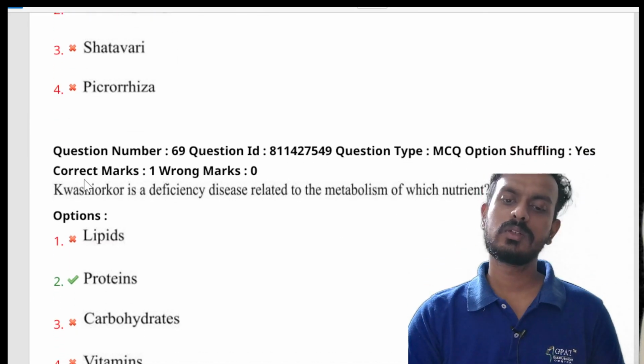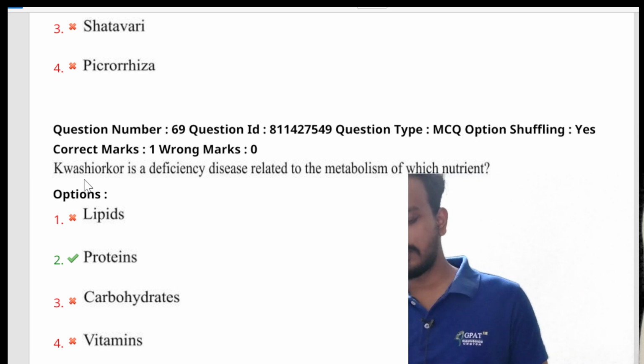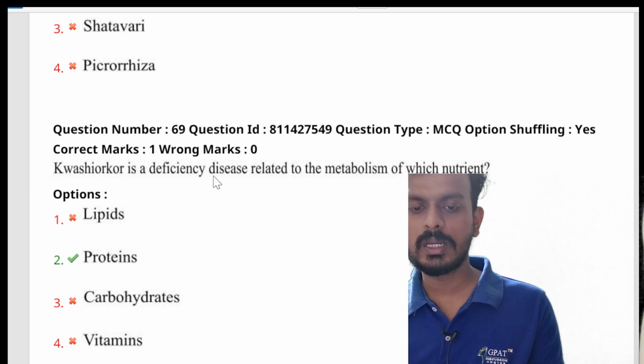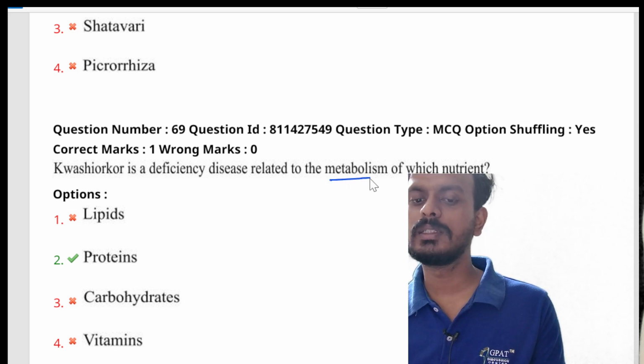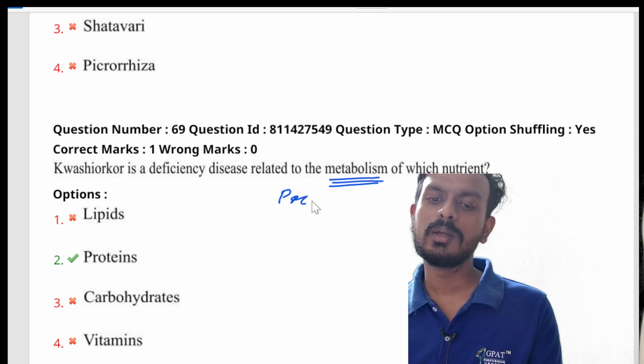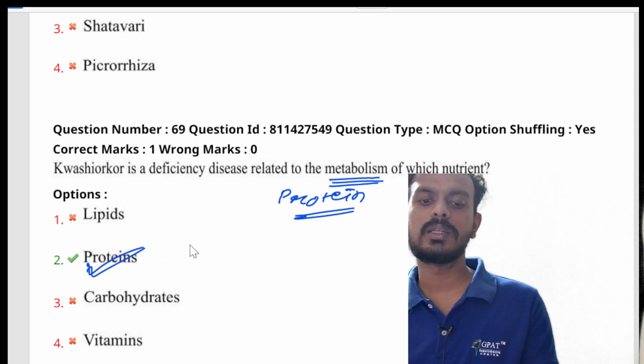Moving to the next question, deficiency of kwashiorkor. Yes, this is a question related to biochemistry. Kwashiorkor is a disease related to what? This is a metabolic deficiency due to protein. I told you, protein deficiency is associated with kwashiorkor disease. So option 2 will be the correct answer.